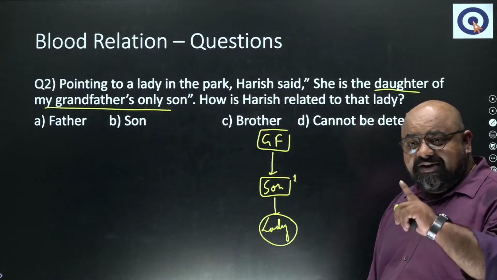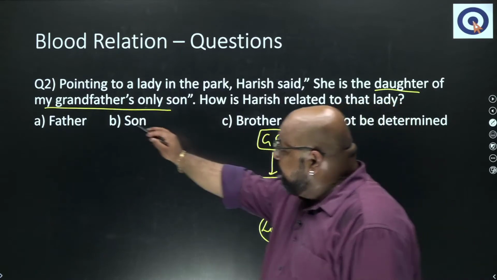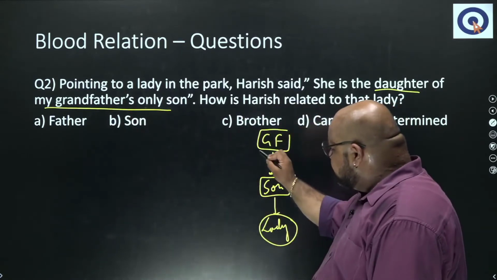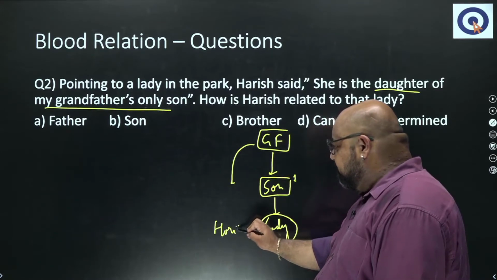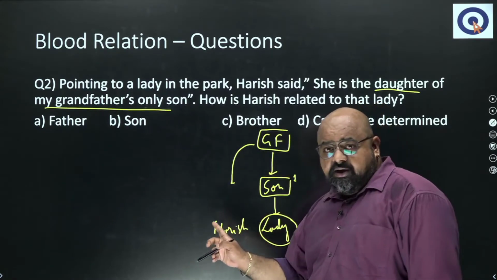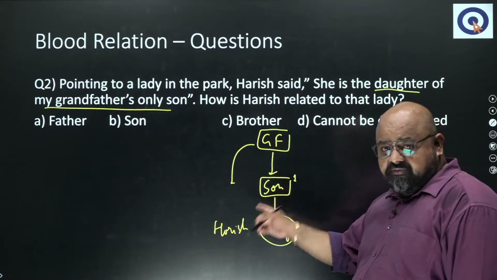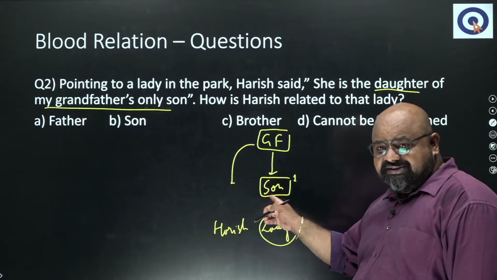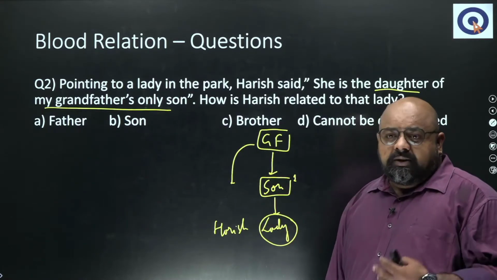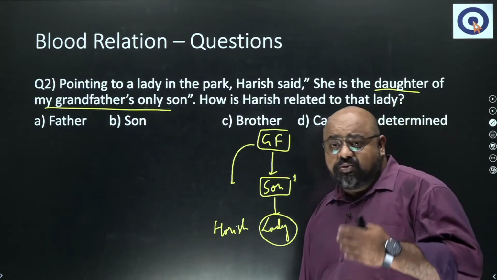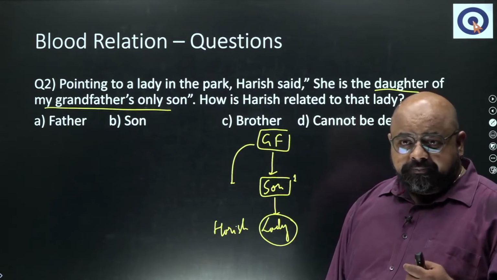Also, grandfather was Harish's grandfather, right? So because my grandfather's only son. So Harish, this grandfather will also be Harish's grandfather. Harish would be in the same generation. Now the question is, two questions actually. Number one, whether Harish will be the offspring of this son, because my grandfather has only one son. The answer is not necessarily. The grandfather has only one son, but could have multiple daughters, right?